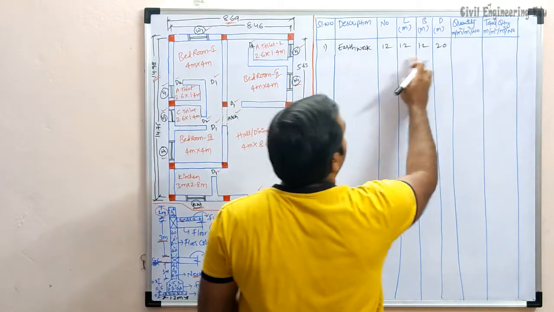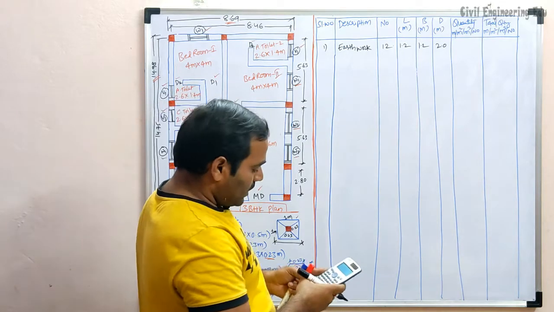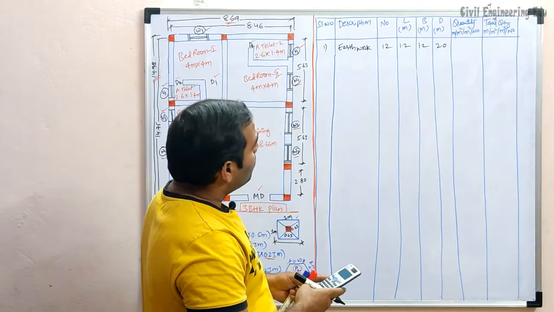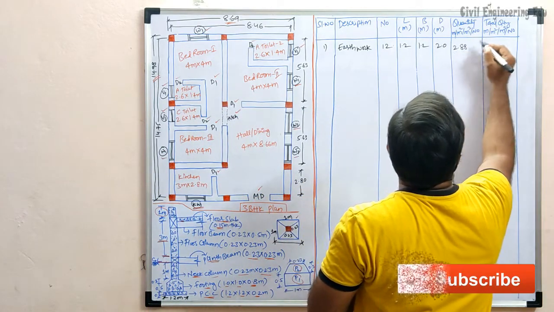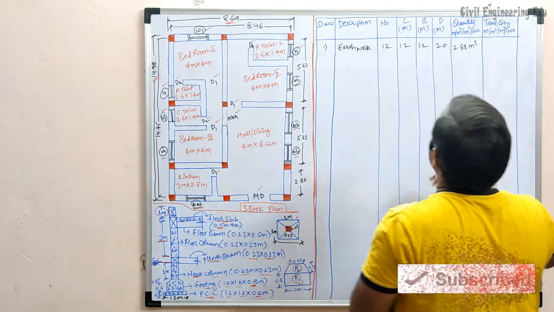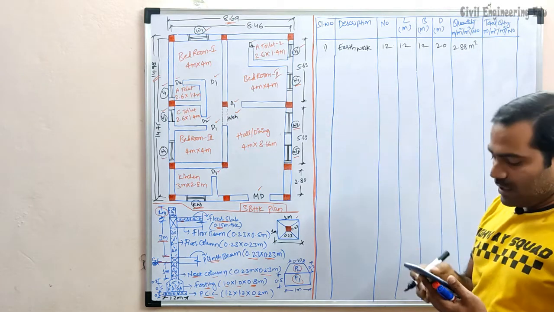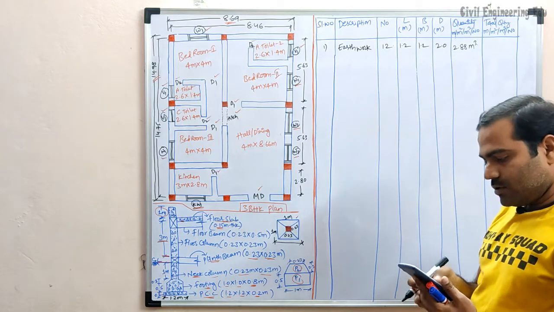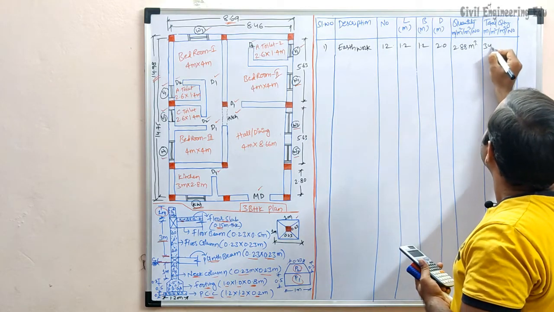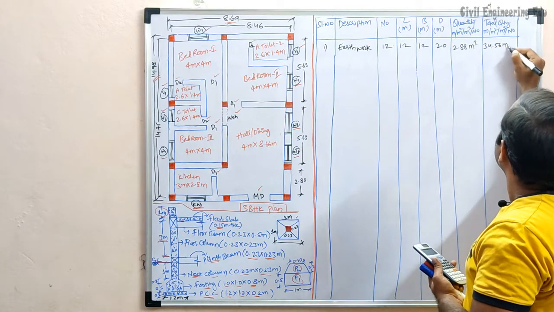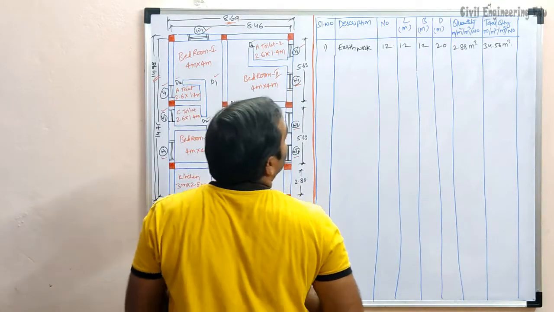Now what will be the total volume? What is the quantity? Here quantity means we have to multiply 1.2 into 1.2 into 2 meters. How much am I getting? 2.88 meter cube. For the total quantity, we have to multiply this quantity with the numbers, 12. How much are we getting? 34.56. So 34.56 is the total quantity of earthwork we got.